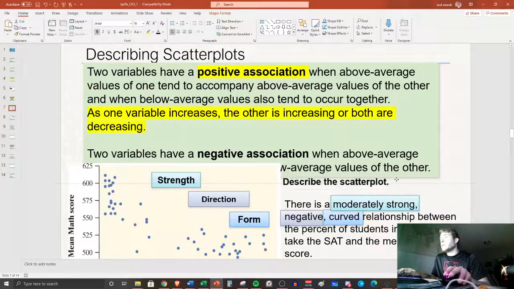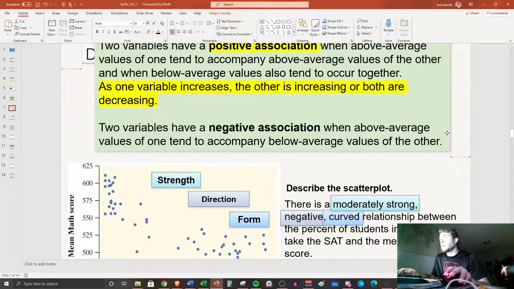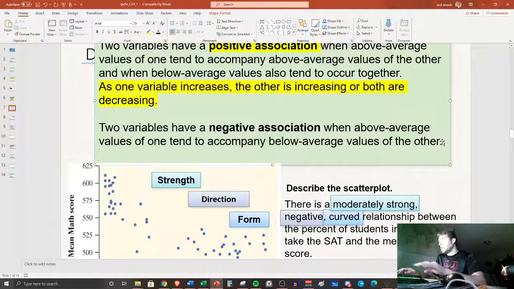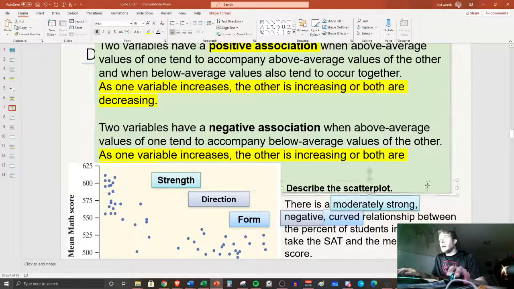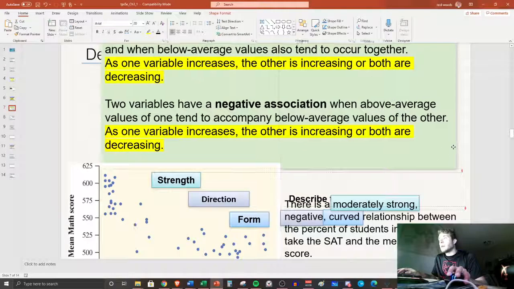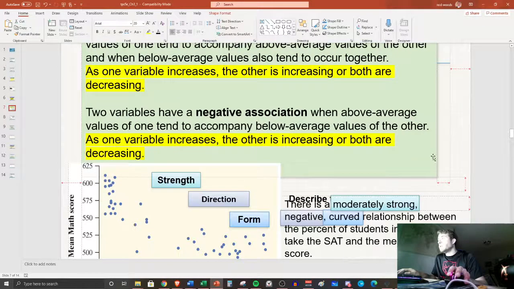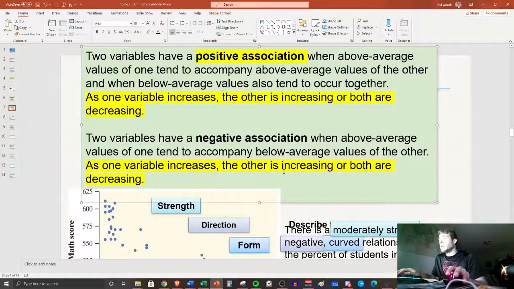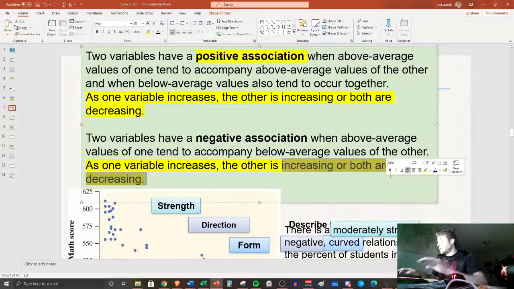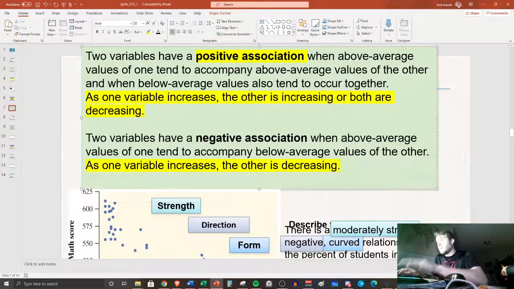Negative association. Let's talk about negative association. It says above average values tend to accompany below average values. That's just such a weird way to put that. There's really only one way to put this. As one variable increases, the other is decreasing. So I just need this. There we go. That's how that works.